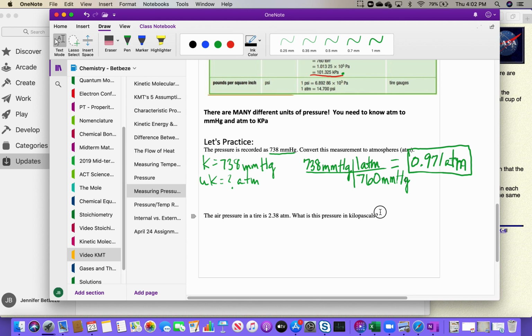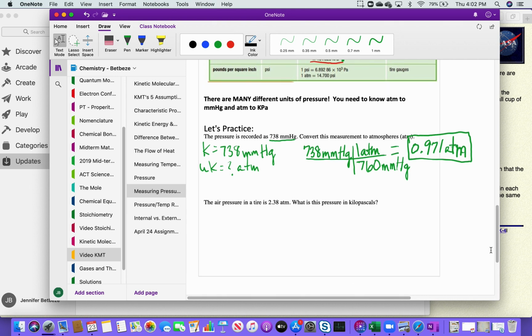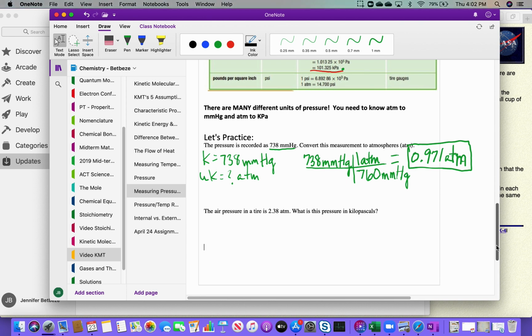All right, let's look at the next problem. And make sure we have enough space. All right, so for this one, it says that the air pressure in a tire is 2.38 atmospheres. What is this pressure in kilopascals? So once again, our known is 2.38 atmospheres, and our unknown is what is that 2.38 atmospheres equal to in kilopascals. So same thing going on here, just a little bit of a train track.